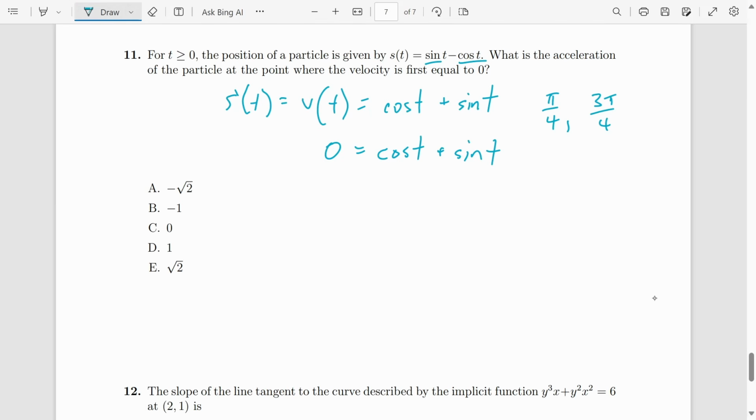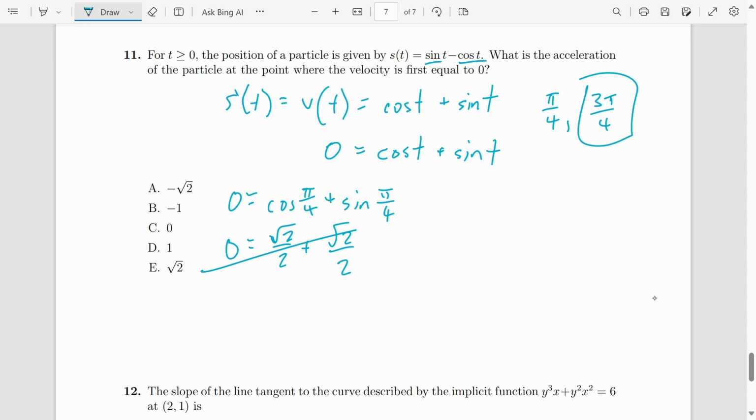So testing pi over 4, 0 equals cosine of pi over 4 plus sine of pi over 4. This is going to give us 0 equals root 2 over 2, which we just said cosine of pi over 4 is, plus sine of pi over 4, which is also root 2 over 2. This doesn't check out. This is going to evaluate to 2 root 2 over 2, or just root 2. That doesn't work. Now our answer is probably going to be 3 pi over 4, but let's double check.